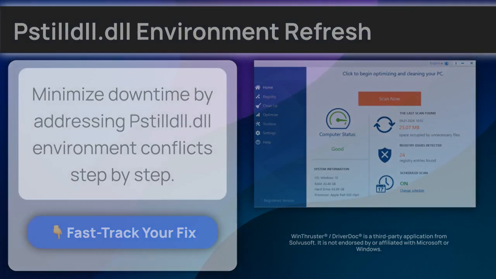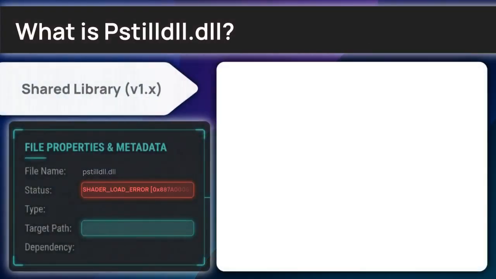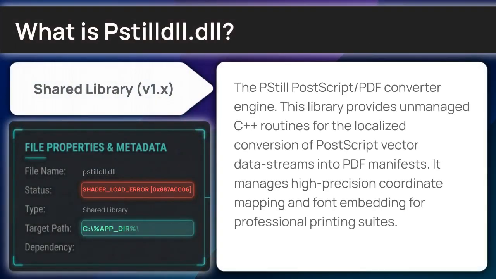This is the Pstilldll library, the PStill PostScript and PDF converter engine. This library provides unmanaged C++ routines for the localized conversion of PostScript vector data streams into PDF manifests. It manages high-precision coordinate mapping and font embedding for professional printing suites. With the why out of the way, let's focus on getting you running again.